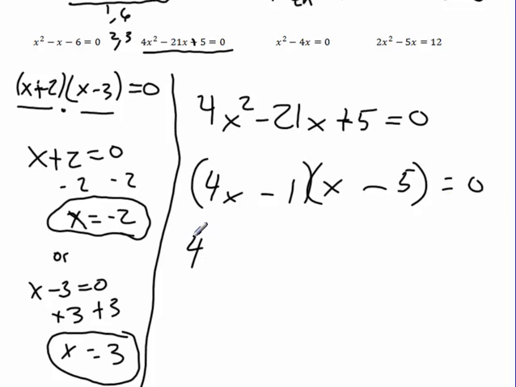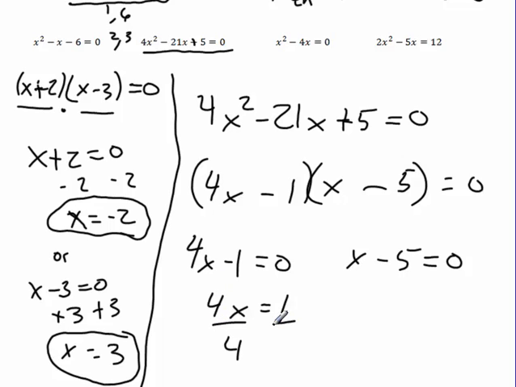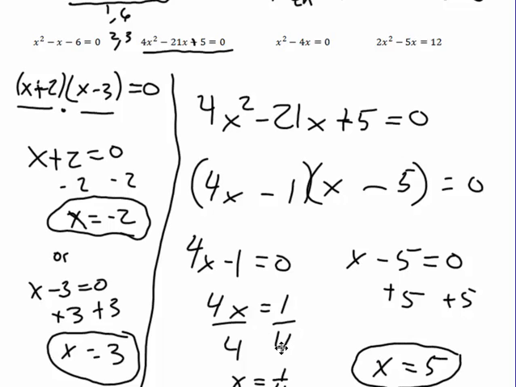And I can set each one of my factors, 4x minus 1 to 0, and x minus 5 to 0. Which means that 4x equals 1, divided by 4. So x equals 1/4, or I can add 5, and x equals 5. And these are my two answers.